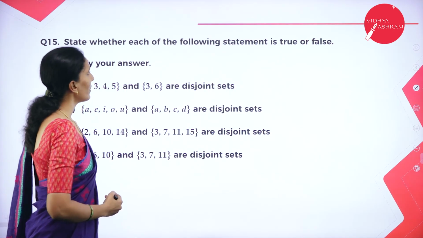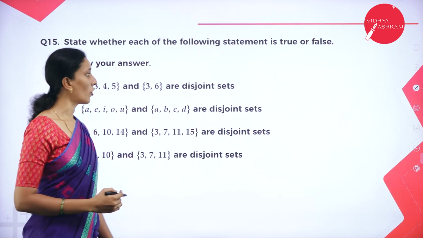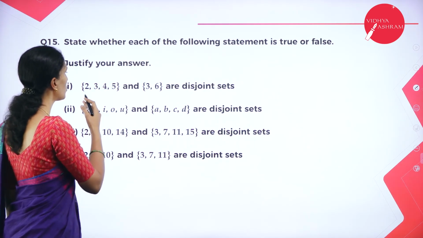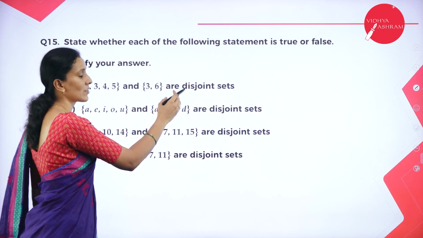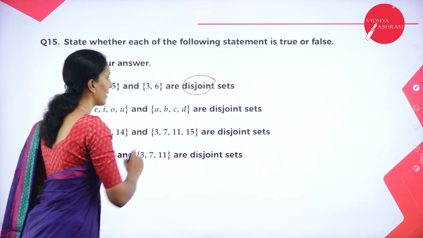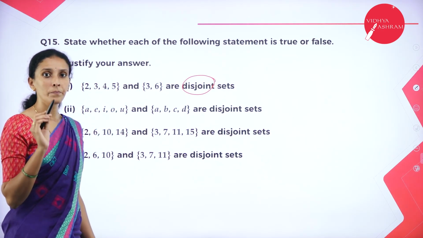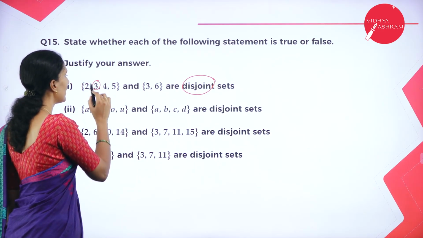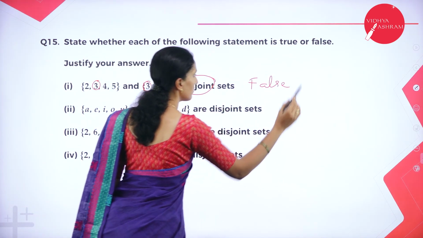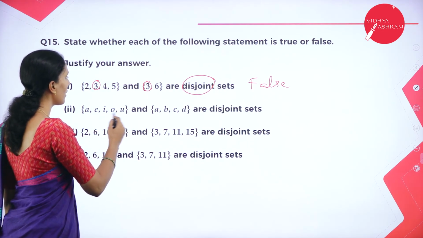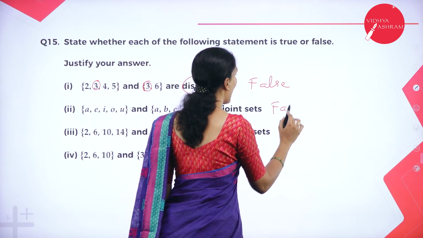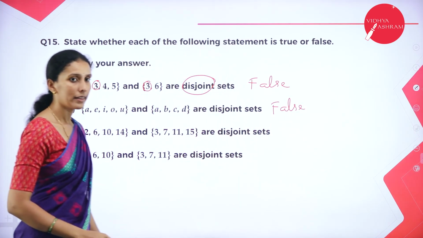Next, state whether each of the following statements is true or false. Justify your answer. What is my first question? {2, 3, 4} and {5, 3, 6} are disjoint sets. False. Why? If they are disjoint, their intersection must be empty. But here 3 is common in both. So therefore this is false. Next, {A, E, I, O, U} and {A, B, C, D} are disjoint. False again because we have a common element A there.